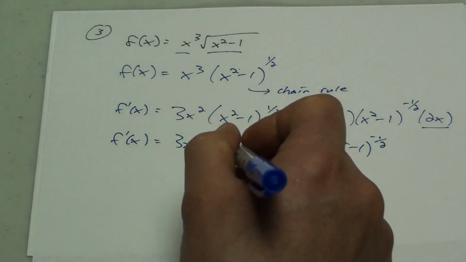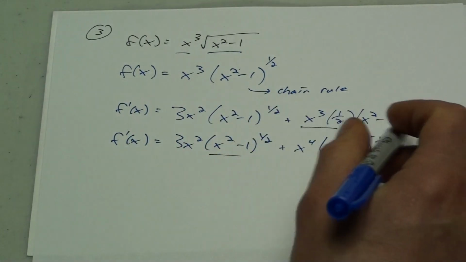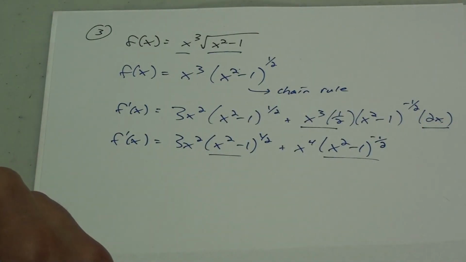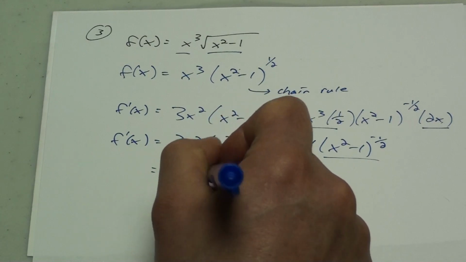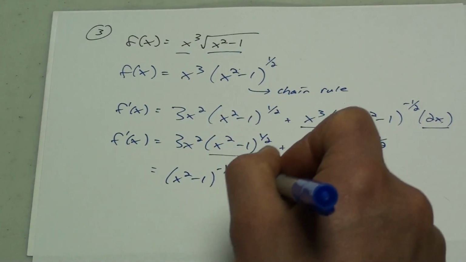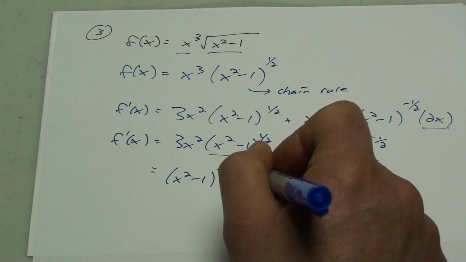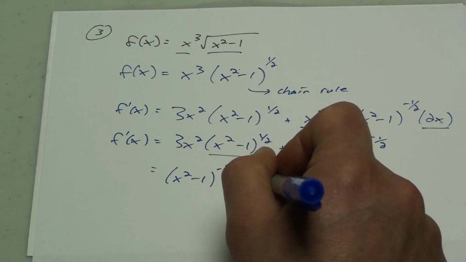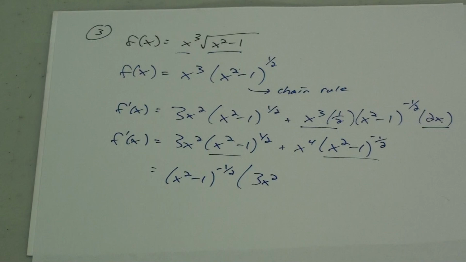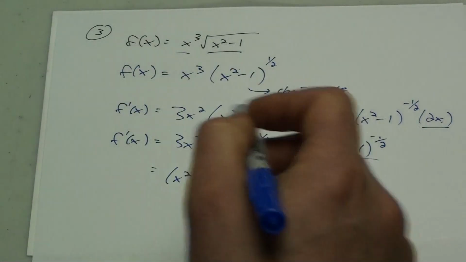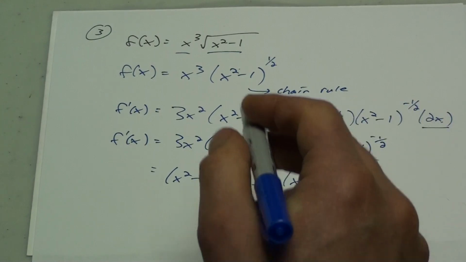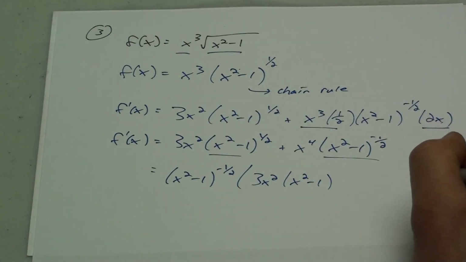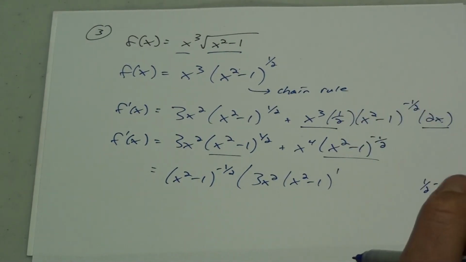I'm going to common factor out an x squared minus 1, but I'm going to common factor it out to the negative 1/2. So I'm going to take out x squared minus 1 to the negative 1/2. That's going to leave me with 3x squared. And when I'm dividing, I subtract the exponents. So I have x squared minus 1, 1/2 subtract negative 1/2. That just equals 1, the exponent of 1.